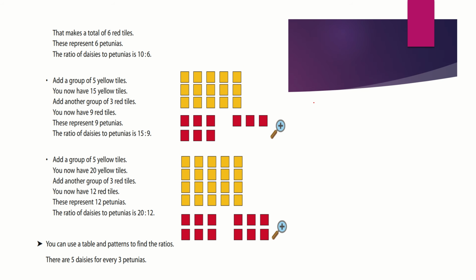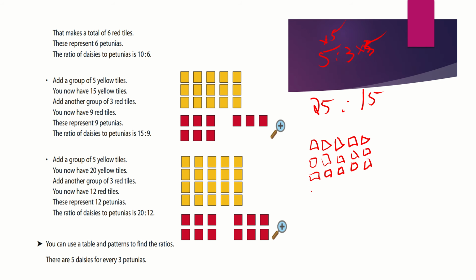Okay, let's say I wanted to do 25 daisies now with a 5 to 3 ratio. So what I did here was 5 times 5, so I have to do 3 times 5, and you're going to get 15. So what you could do is you could write 5 groups: 1, 2, 3, 4, 5, 1, 2, 3, 4, 5, 1, 2, 3, 4, 5, 1, 2, 3, 4, 5, 1, 2, 3, 4, 5.